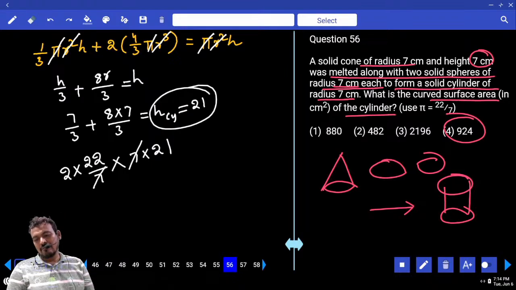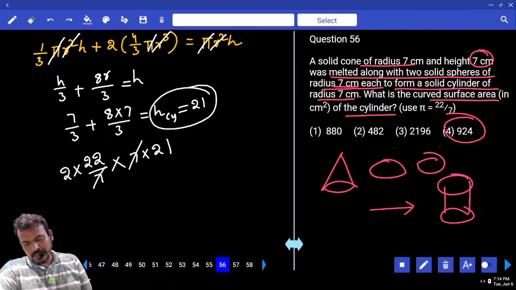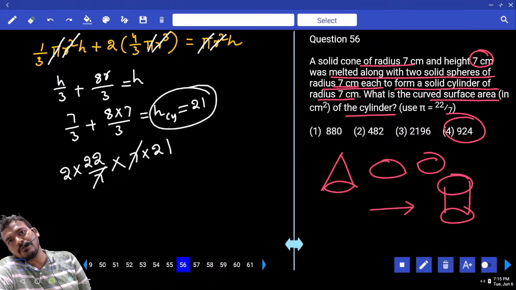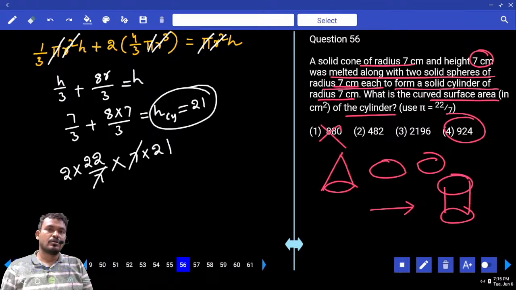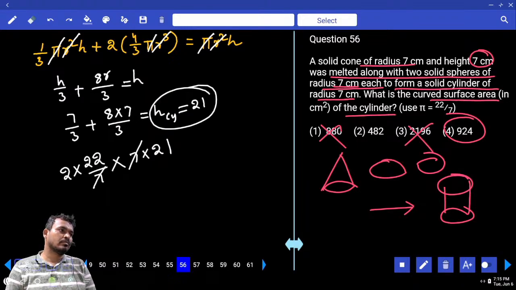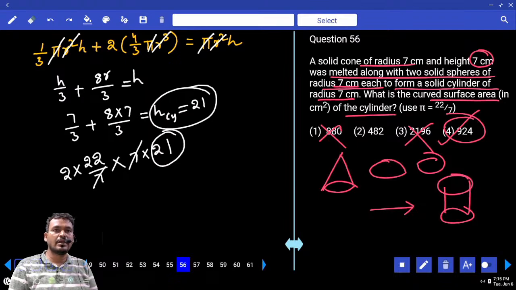924. Or verify the 11 multiples: the first option is an 11 multiple, the third option is an 11 multiple, the fourth option is also an 11 multiple, or not? 88, 880, it is a 7 multiple. 880, 7 multiple? No. 2196, 7 multiple? No. 924? Yes. Because height is how much? 21, or not? Height value 21 means the answer is also a 7 multiple, or not?